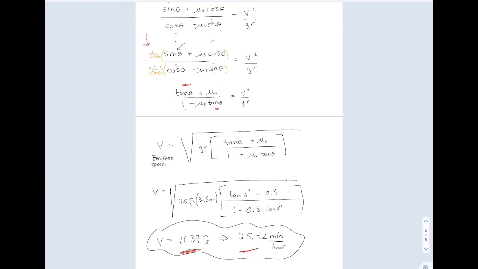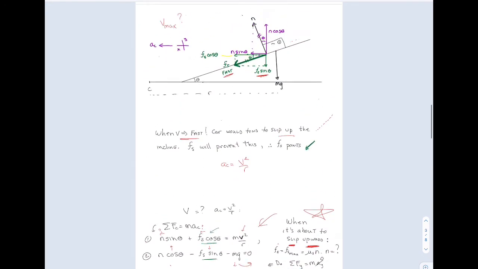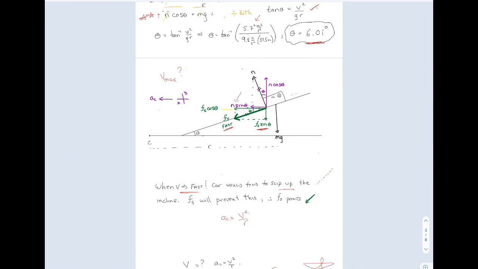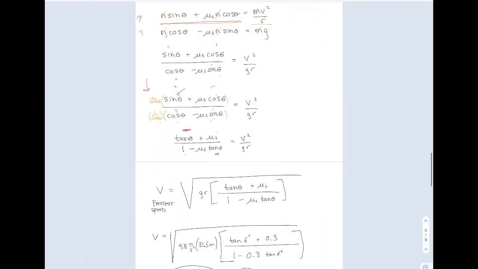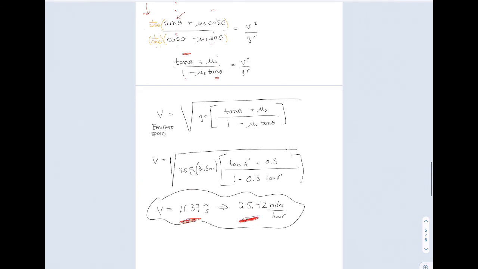But a real road or an exit ramp will have friction. So not only do you have a component of the normal force, the n sine theta, that helps you take the banked turn, now you have that component, the f cosine theta of static friction, that allows you to take it faster. That's why when there's friction, you can go much faster than 12.75 miles per hour.